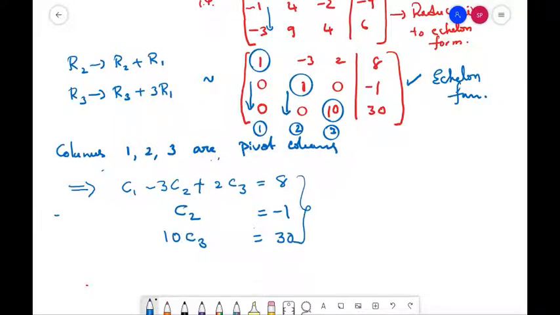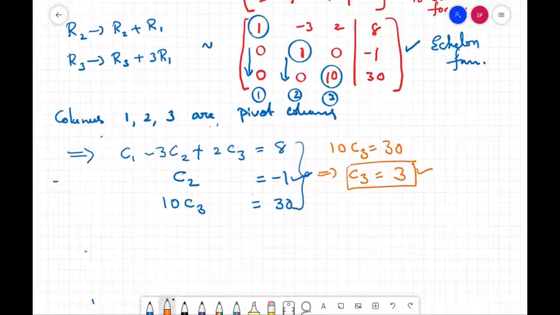So you need to find out the values here. It's clearly given C2 is equal to minus 1, so this C2 value is over. Now we have 10C3 is equal to 30, which implies C3 is equal to 3. So we got the C3 value also. And our next value must be C1.